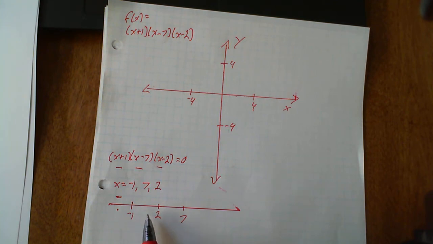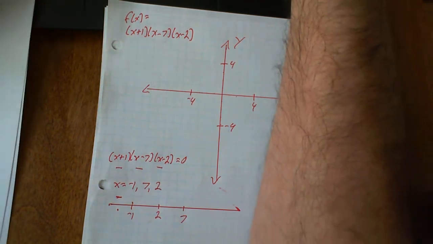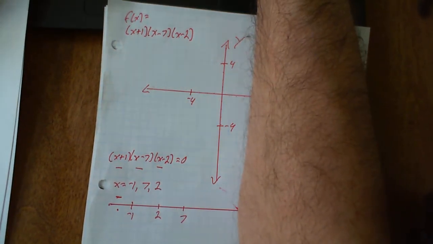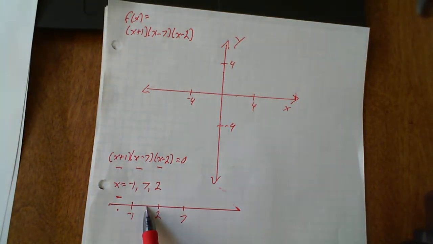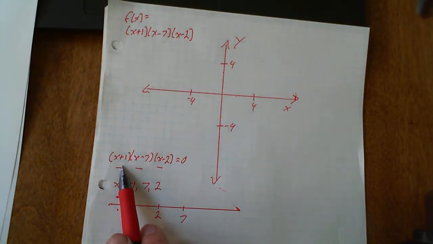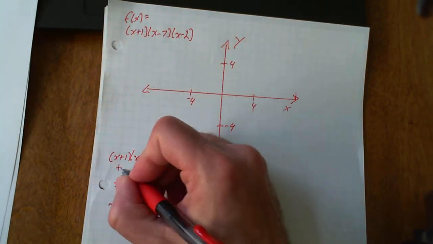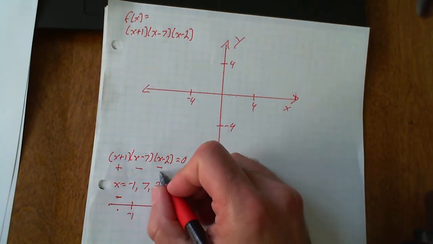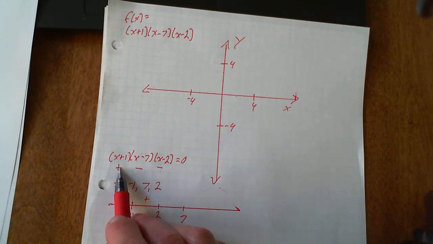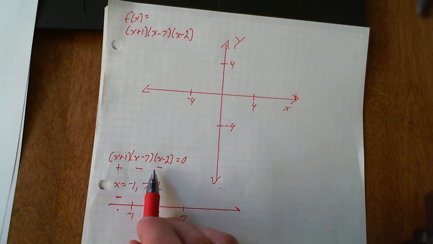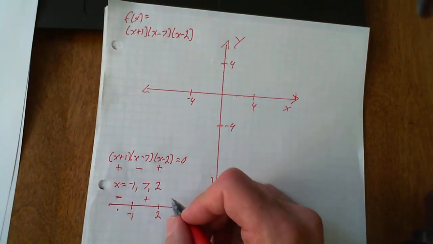Now between negative 1 and 2, let's plug in 0, right? So 0 plus 1 is positive. 0 minus 7 is negative. 0 minus 2 is negative. I got 2 negatives, that gives me a positive. Between 2 and 7, whatever you want, I'm going to do 5. I don't know why. 5 plus 1 is positive. 5 minus 7 is negative. 5 minus 2 is positive. I got 1 negative, so that gives me a negative.